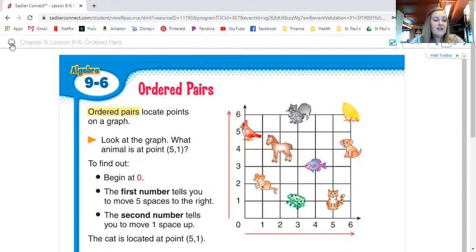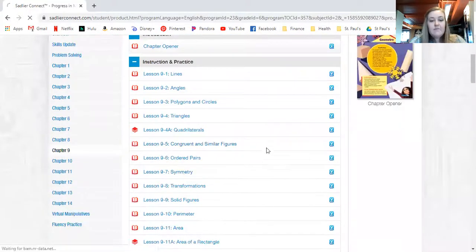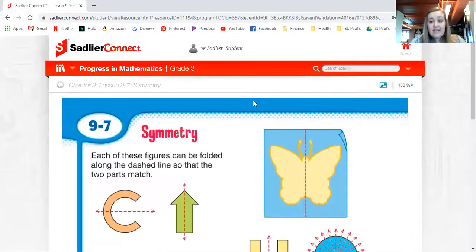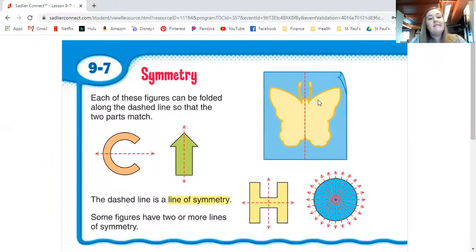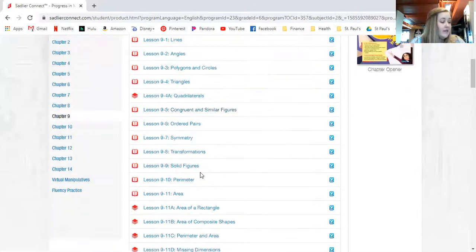Okay, let's move on to the next lesson. If you look at lesson 7, we talked about symmetry. If you remember, if you fold different shapes or figures, and it's the same on one side and the other side, then that means you have symmetry. For example, we looked at a lot of different letters that have symmetry, or even this butterfly in the picture here has symmetry because if I fold it, it's going to be the same on both sides. You're going to see if it has a line of symmetry. Sometimes you can see how many lines you can add in, or like in this circle, you have multiple lines of symmetry.